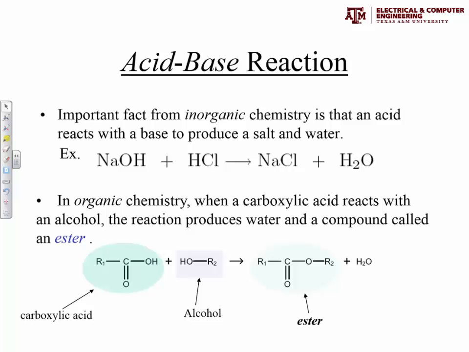Now, in the case of organic chemistry, just like you have the strong acid here, you're going to have a carboxylic acid, right? It's a weak acid. Instead of a base, which usually has an OH group, you'll now have an alcohol, right? So OH from the alcohol, then this is the carboxyl group, right? So the carboxylic acid and the alcohol will react together. A molecule of water will be removed, okay?